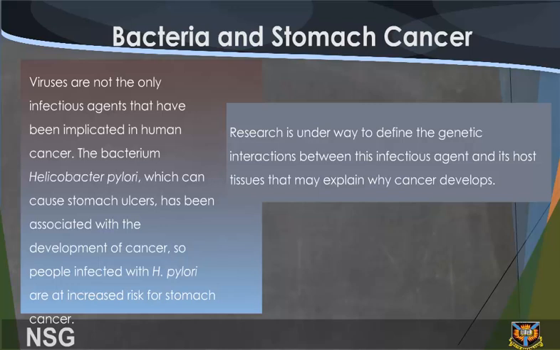Bacteria and stomach cancer. Viruses are not the only infectious agents that have been implicated in human cancer. The bacterium Helicobacter pylori, which can cause stomach ulcers, has been associated with the development of cancer. So people infected with H. pylori are at increased risk for stomach cancer. Research is underway to define the genetic interactions between this infectious agent and its host tissues that may explain why cancer develops.